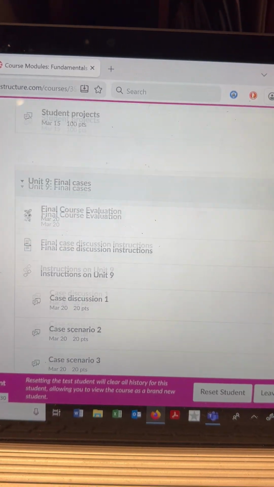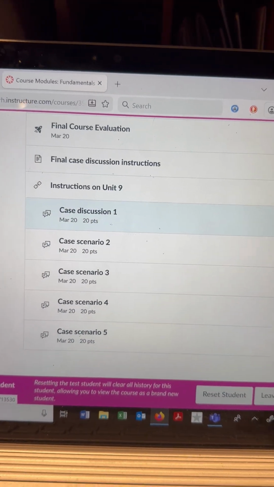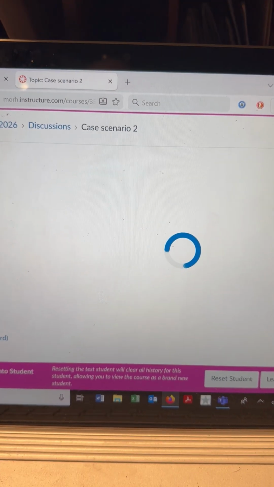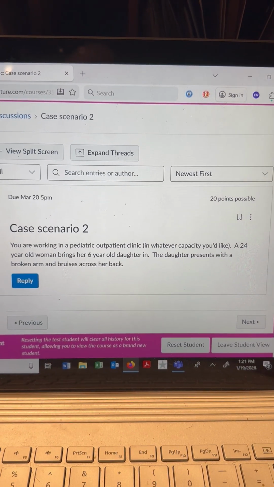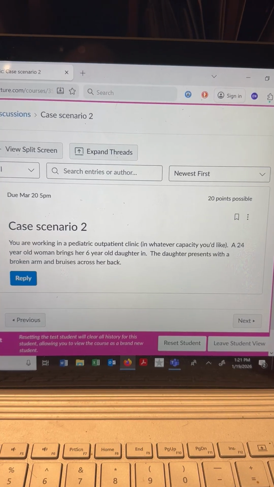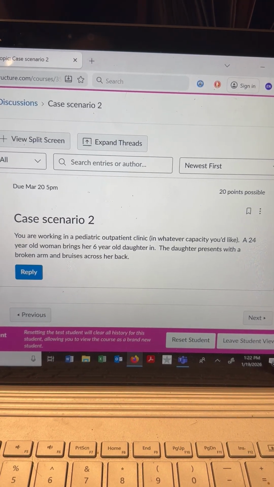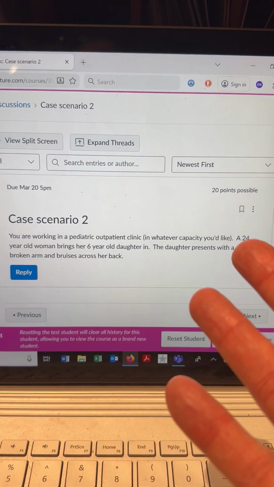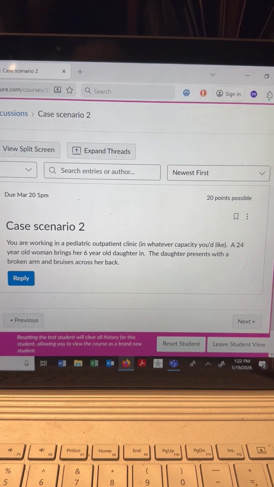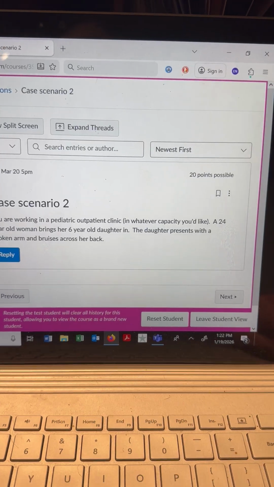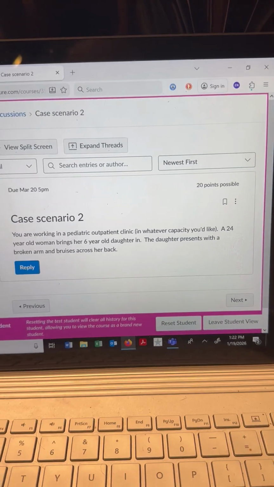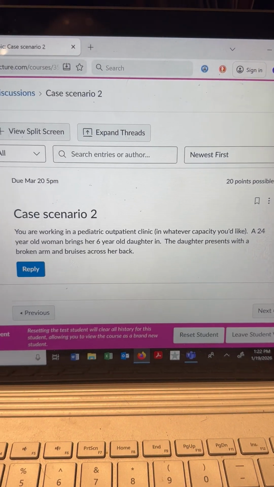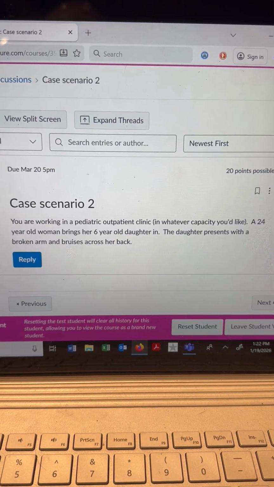And then finally, in the final course, I give you cases. Notice to pick case 2. These are purposefully vague. You're working in a pediatric outpatient clinic, in whatever capacity you'd like. A 24-year-old woman brings a 6-year-old daughter. Daughter presents with a broken arm and bruises across her back. What do you do with that in an outpatient clinic? There are 5 of those, and all of them are fairly vague. Again, that's on purpose, mainly to have students think about what they would do.